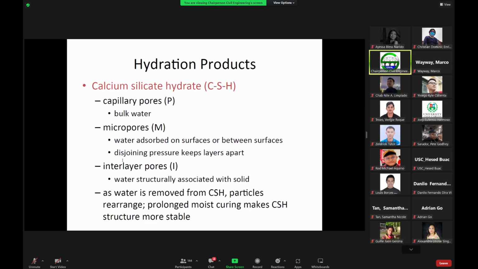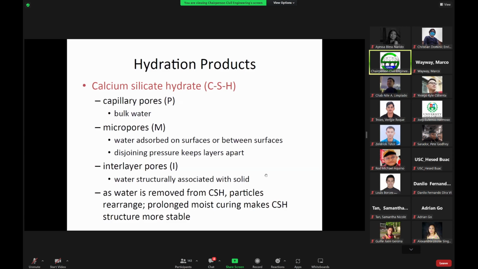And it is this disjoining pressure that acts to keep these layers apart. This disjoining pressure will depend on the relative humidity. Below 50% relative humidity, this disjoining pressure will disappear. And remember, in the capillary pore, you can decrease and increase the amount of water here, and it doesn't affect this pore so much. But when you decrease the water in the micropore, it's going to affect the volume stability of this pore, and it will lead to shrinkage of your concrete. Then in your interlayer pore, this is water structurally associated with solids, so they almost act as one.